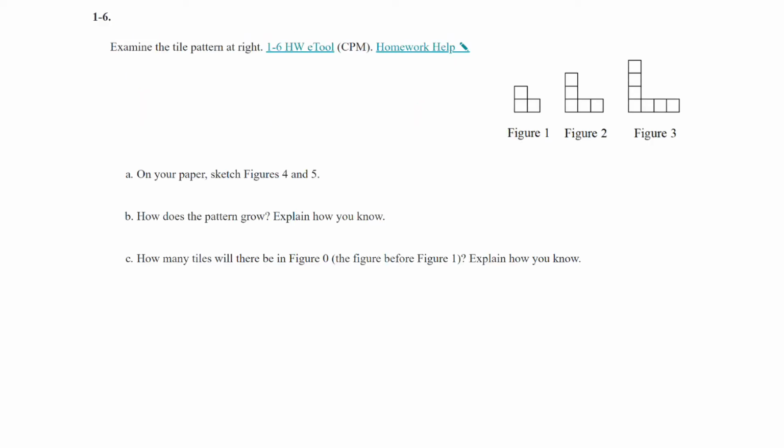Question 6. Examine the tile pattern at the right. On your paper, sketch figures 4 and 5, and then we'll go from there. So I'm going to sketch figures 4 and 5 over here. So figure 4, and then we'll do 5. Now the first thing is I got to look at the pattern. What I notice, and everyone can notice kind of different things here, I notice we have a corner, and then there's 1 on each side. We have a corner, and now there's 2 on each side. We have a corner, and now there's 3 on each side.